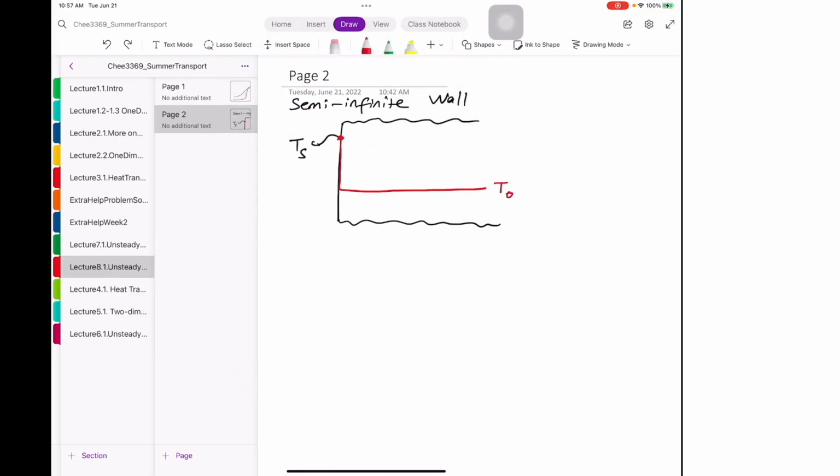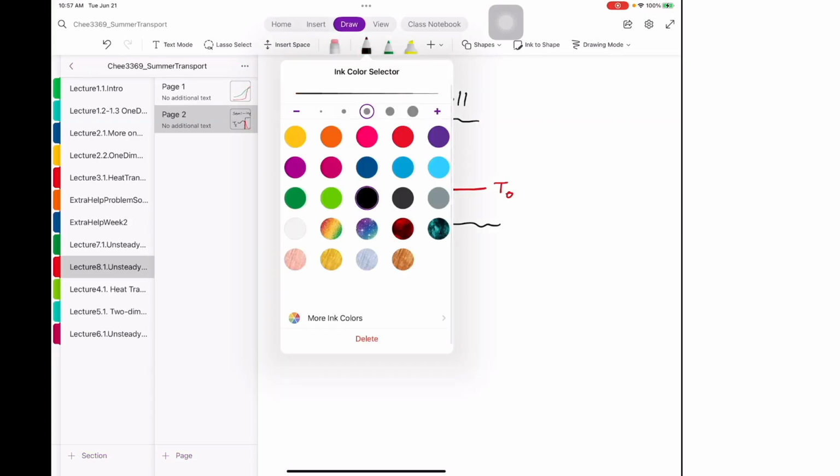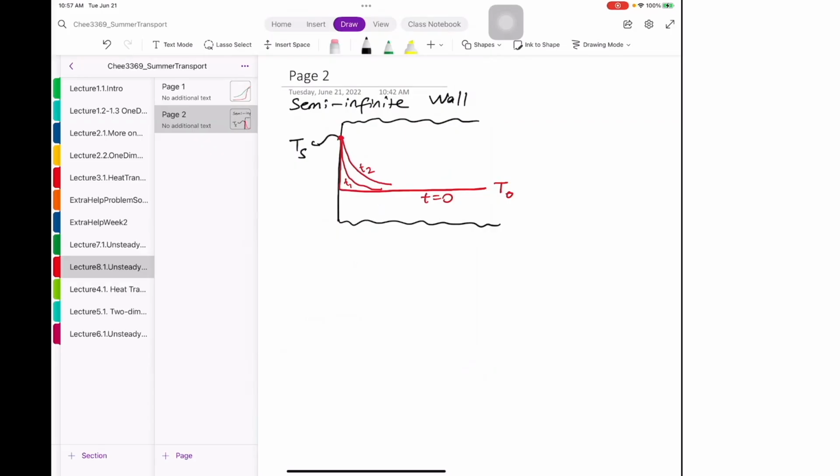Okay, so let's say this is at t equal to 0 seconds, and then you can have different temperature profiles. As time goes, you can have T1, T2, and so on. Okay, so what is going to be my differential equation?